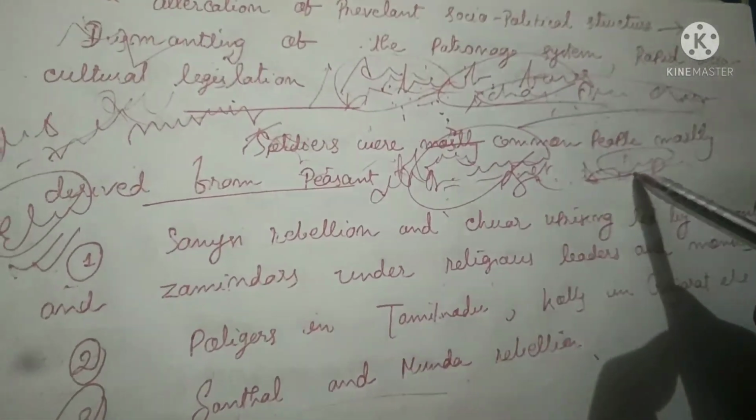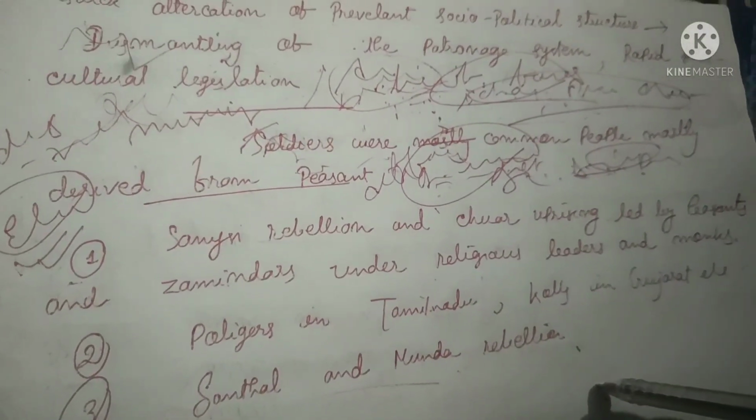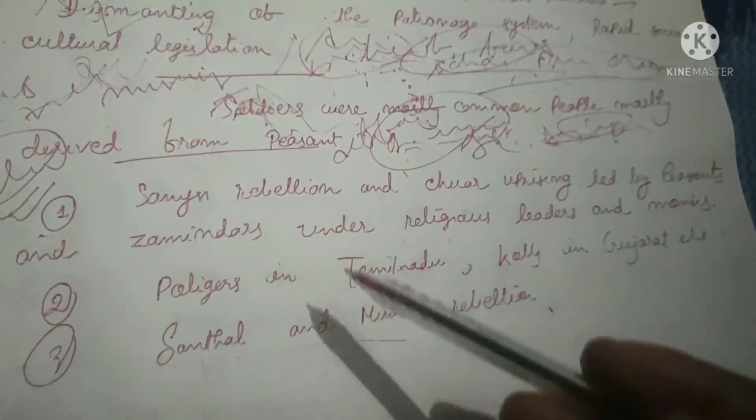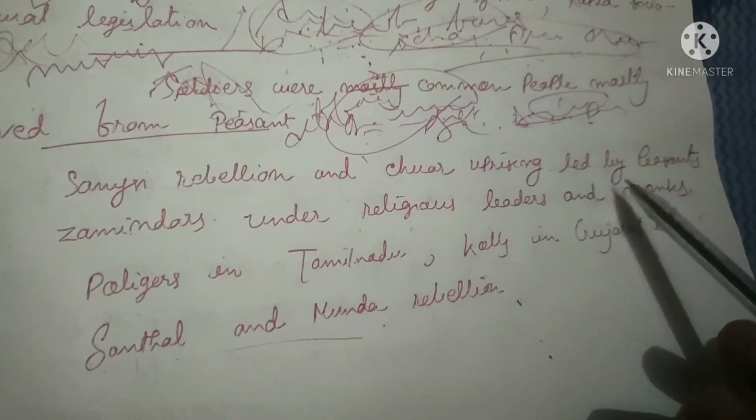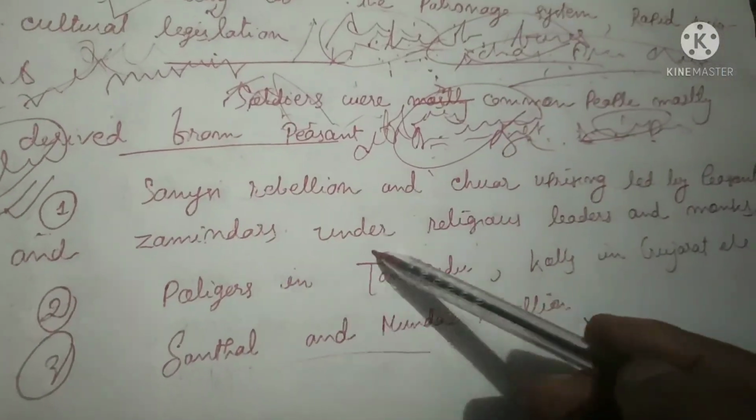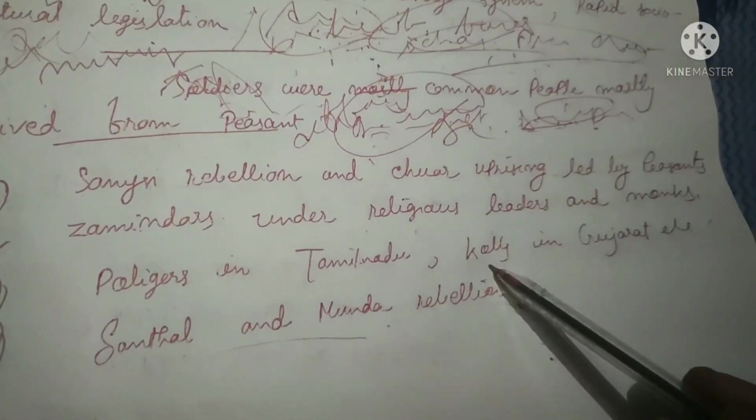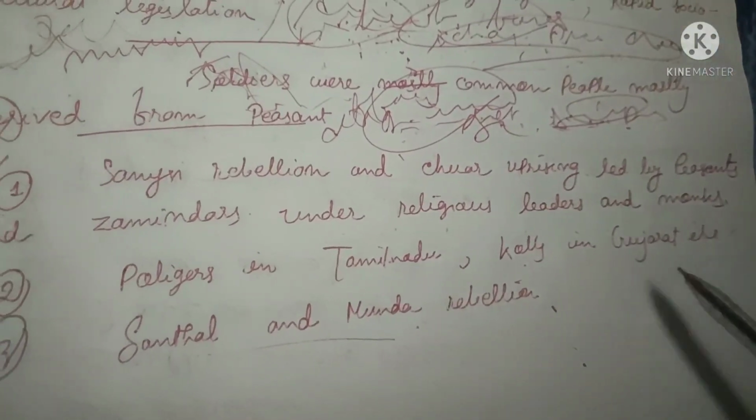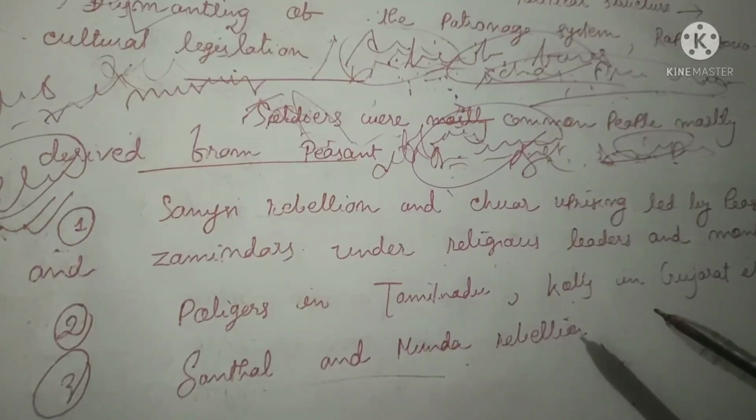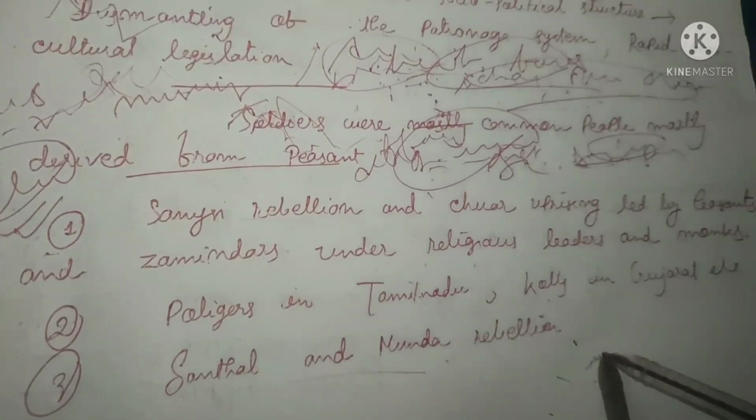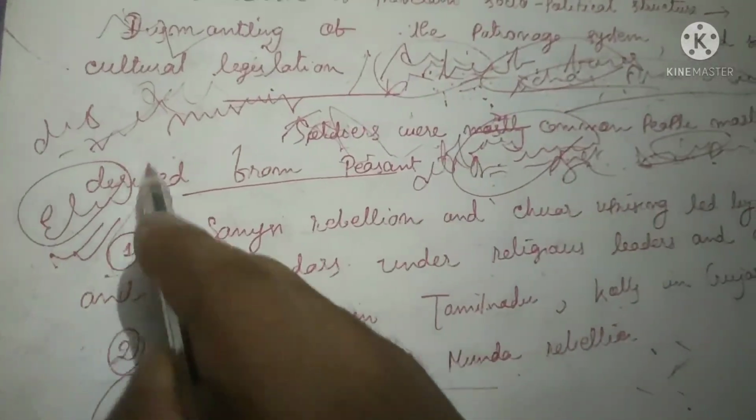Yes, you have given the points, the causes, but what are the examples where you can see these points? Here you can mention the Sannyasi rebellion and Chor uprising led by peasants and zamindars under religious leaders and monks, Polygars in Tamil Nadu, Kulis in Gujarat, etc., the Santhal and Munda rebellion. These examples I have given from my viewpoint, but you can give your own examples. But keep in mind that the direction is elucidate.